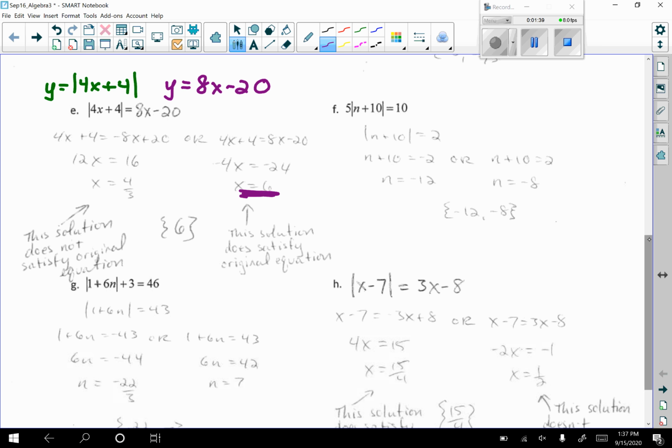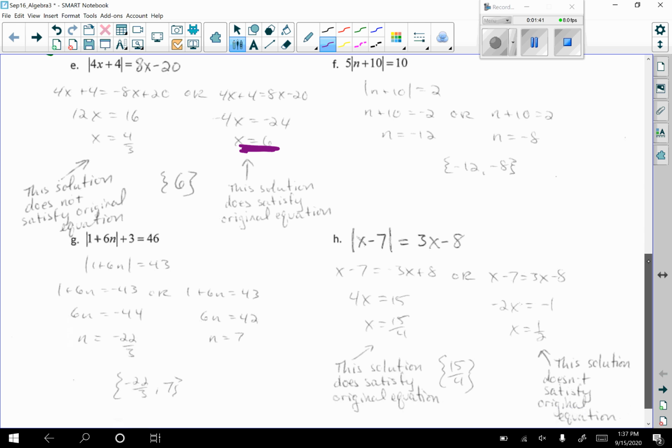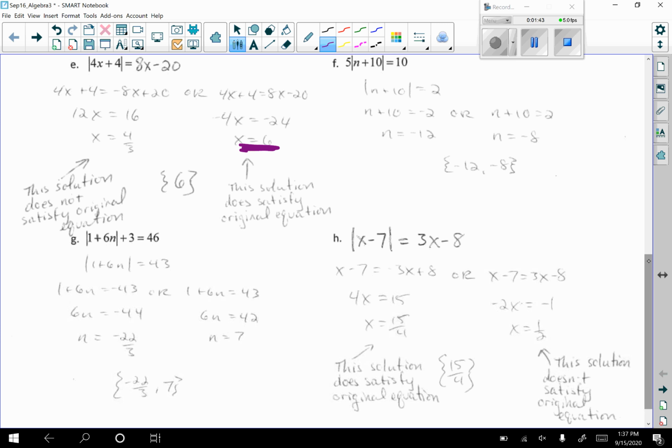So take a look at the rest of these. Likewise for H, we get two solutions here, but 15/4 is the only one to satisfy. The 1/2 would give us a negative value over there on the right.